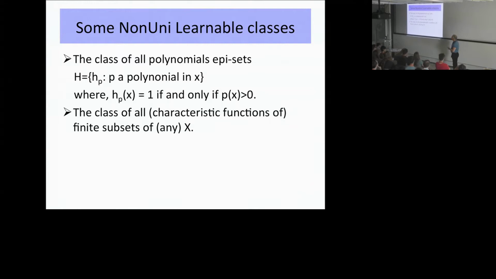Okay, another example is the class of all finite subsets. Remember, we talked a lot last time about the class of all functions that give at most finitely many ones. Again, the class has infinite VC dimension, the class of all functions that assign 1 to at most finitely many points. How can I decompose it into a union of classes, each of finite VC dimension?